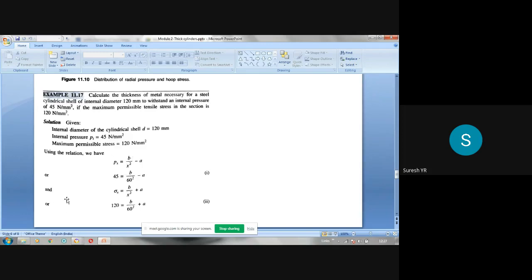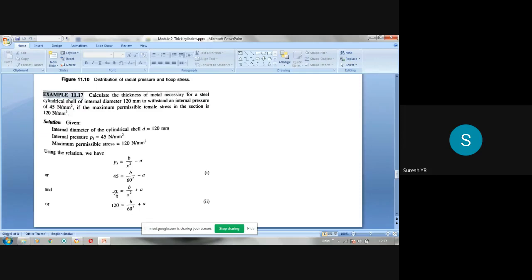The second boundary condition is, since he has given the maximum permissible tensile stress value, which is nothing but your maximum hoop stress value, which occurs once again at the inner surface of the cylinder. So we have to use the sigma x equation. Sigma x is b by x square plus a. Instead of minus, it is plus here. Hoop stress equation we have to use.